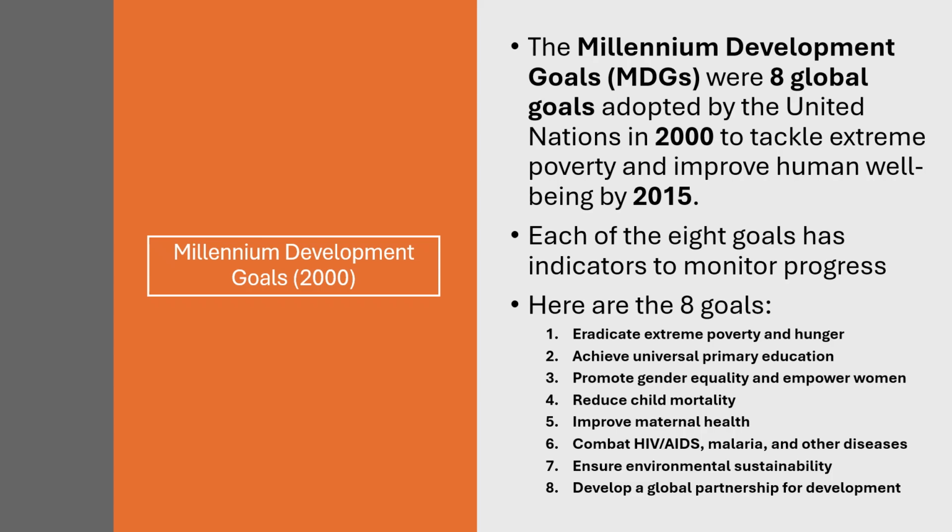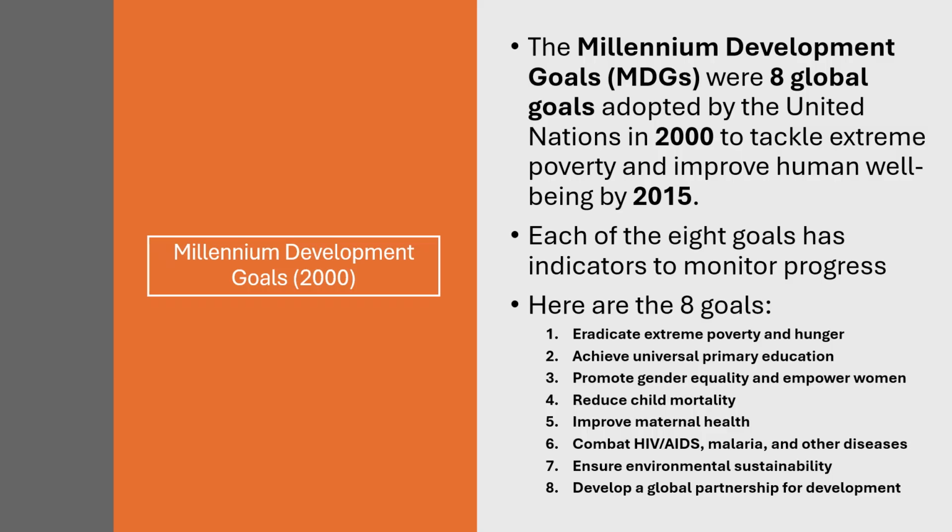In order to address the needs of the poorest population, in 2000, the United Nations proposed the Millennium Development Goals. Those were goals that should have been reached by 2015. Eight goals have been defined, and the United Nations also put in place indicators to monitor progress.